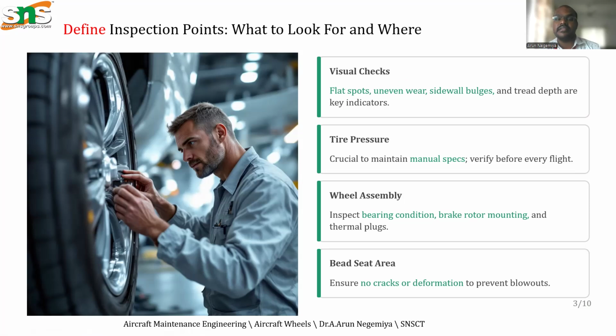The next one is the tire pressure. Before takeoff and landing, we will check the tire pressure. If the tire pressure is very low, we will increase it. The next one is the wheel assembly. At every takeoff, we should check the wheel assembly by inspecting the bearing condition and brake rotor molding.